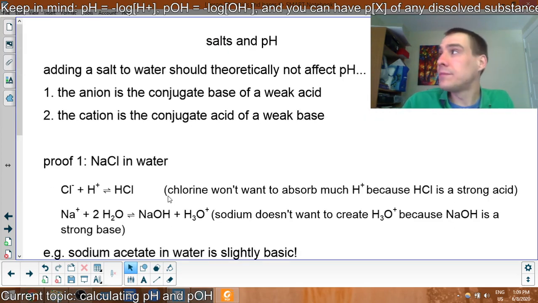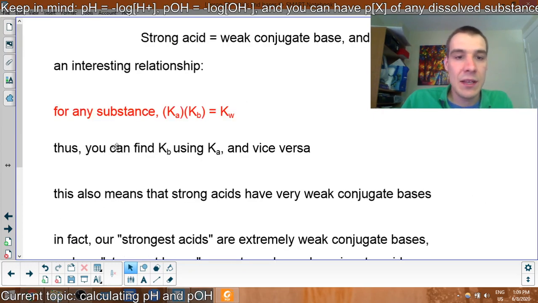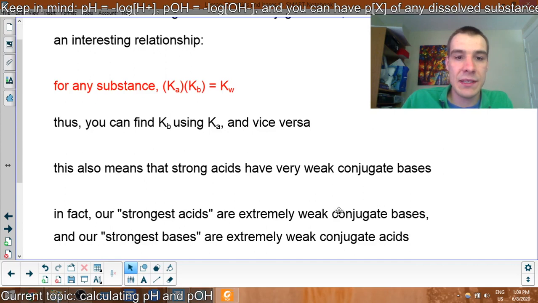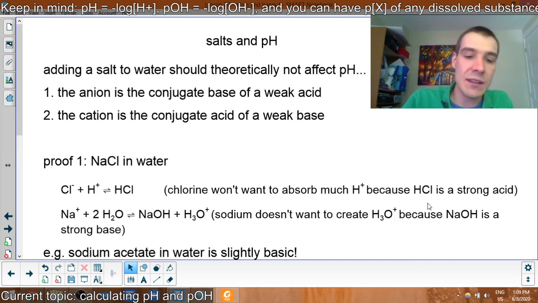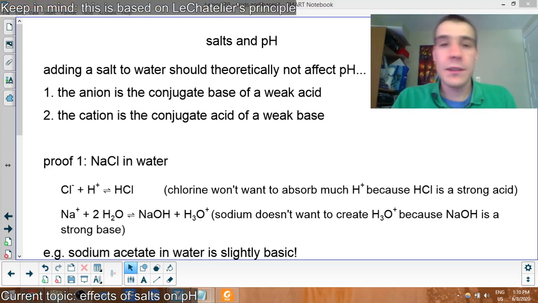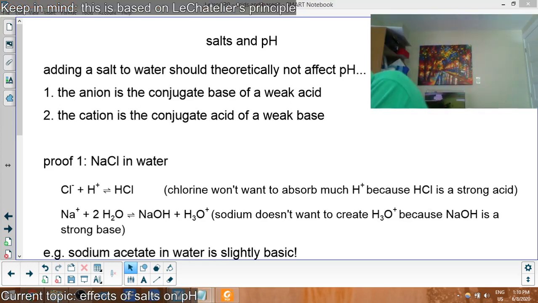Very, very cool. And the last section is salts and pH, using this concept of strong acids have weak conjugate bases and weak acids have strong conjugate bases. We can talk about the effects of salts. I'm going to pause for a sec to get that set up. So here's our last piece. It's salts and adding salts to water.